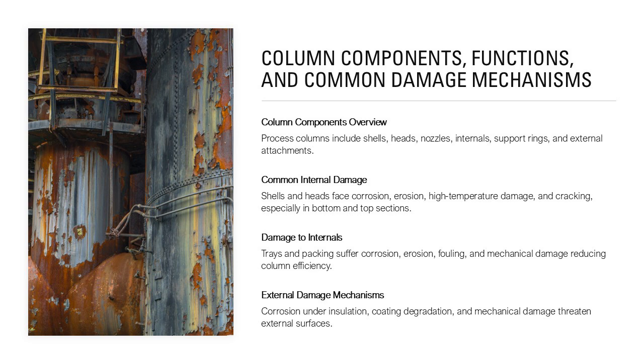Corrosion under insulation, CUI, is one of the most common and dangerous threats to column shells, particularly in temperature ranges favorable to moisture retention. External corrosion, coating degradation, and mechanical damage from maintenance activities or environmental exposure must be addressed during on-stream inspections. By understanding these components and associated damage mechanisms, inspectors can prioritize inspection locations, select appropriate inspection techniques, and interpret findings in line with API 510 and API 572 guidance.